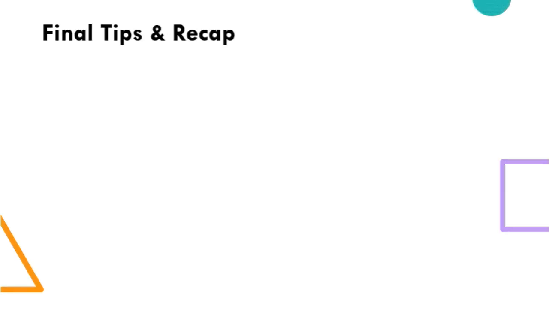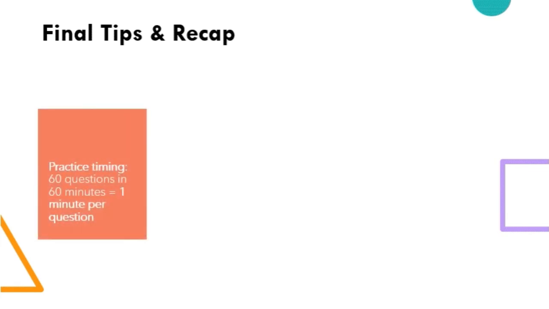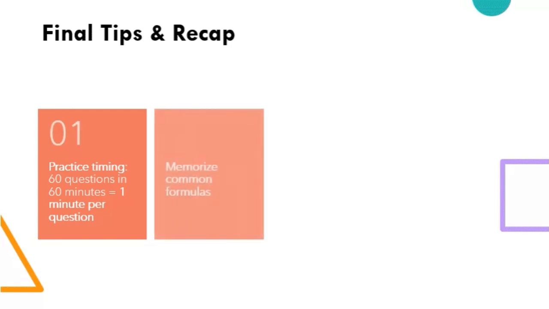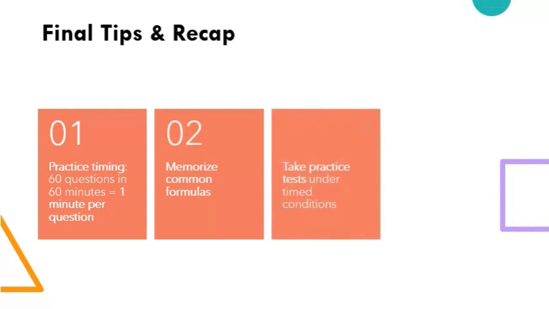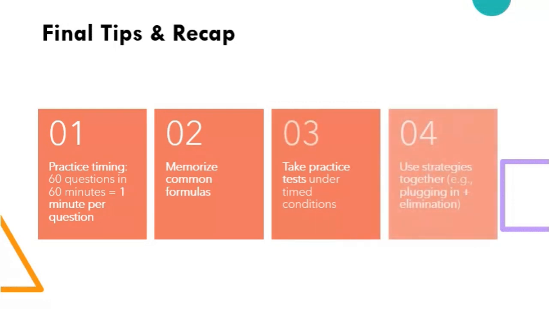Final tips and recap. Before we wrap up, here are some final tips for success. 1. Practice timing. 60 questions in 60 minutes means 1 minute per question. It's important to get used to pacing yourself. 2. Memorize common formulas like the Pythagorean theorem or basic area and perimeter formulas. Having these at the ready can save you time. 3. Take practice tests under time conditions to get used to the test's rhythm. 4. Use strategies together. For example, combining plugging in values with elimination can save you time and improve your accuracy.